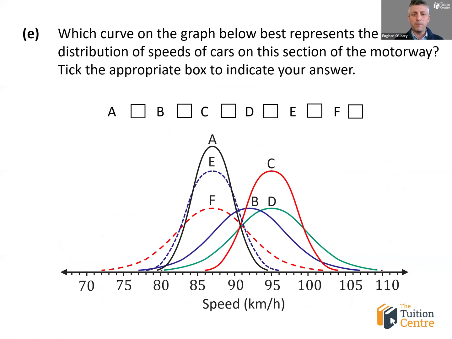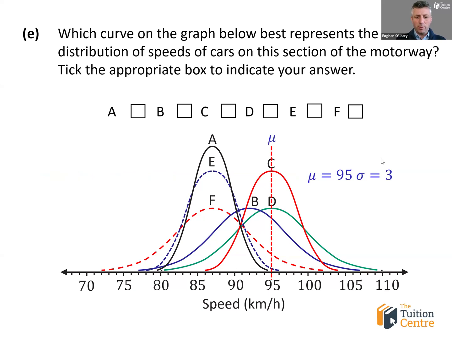Which curve on the graph best represents the distribution of speeds of the cars on this section of motorway? Tick the appropriate box to indicate your answer. So in this case, you have these 6 of them, A, B, C, D, E, F, and you're saying, which is going to be most likely to be representative of the actual speeds of cars? So we think back to our information. Cars are traveling with an average speed of 95 kilometers per hour and a standard deviation of 3.